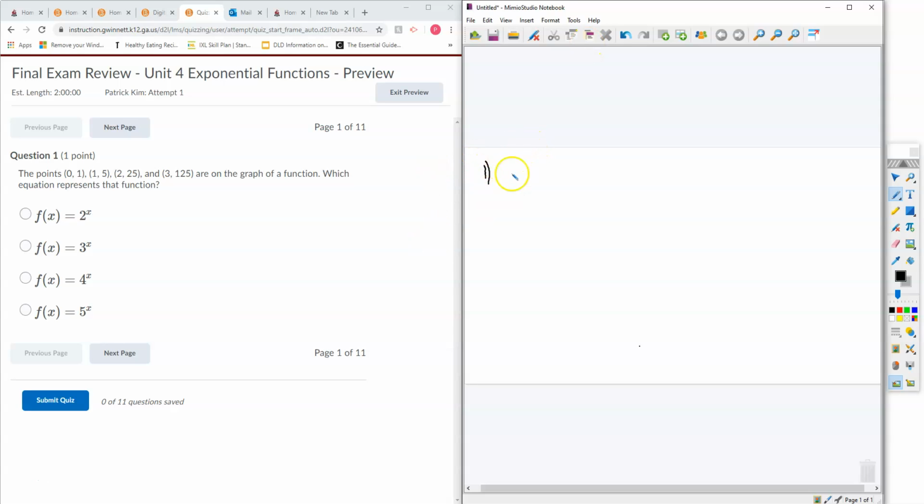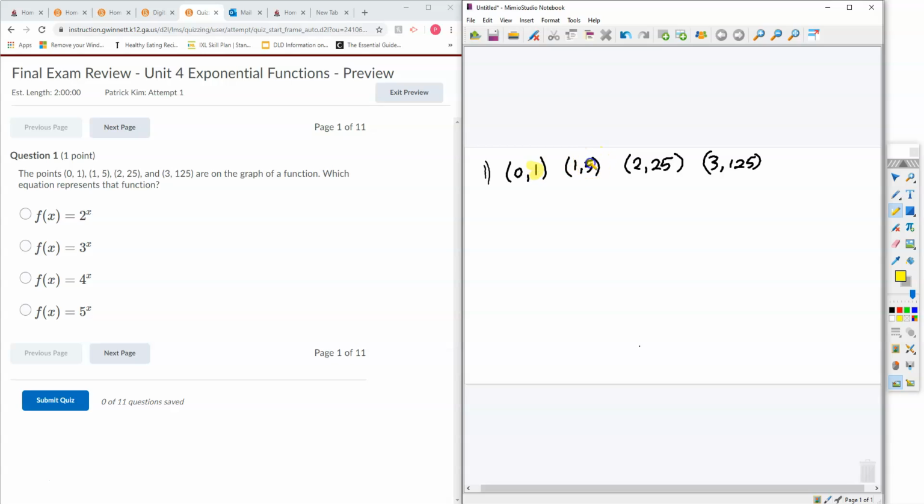The points 0, 1, 1, 5, 2, 25, and 3, 125 are on the graph of a function. Excuse my messy handwriting, this is kind of hard to write with. Which equation represents that function?